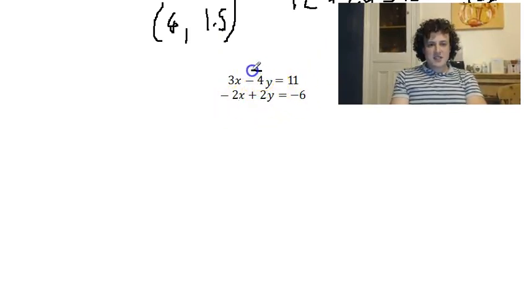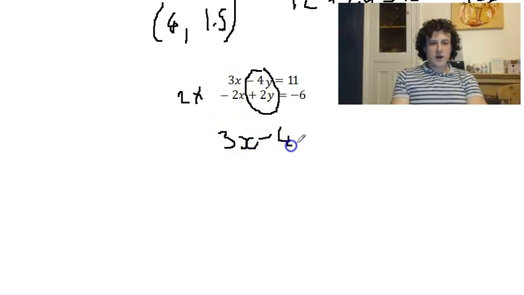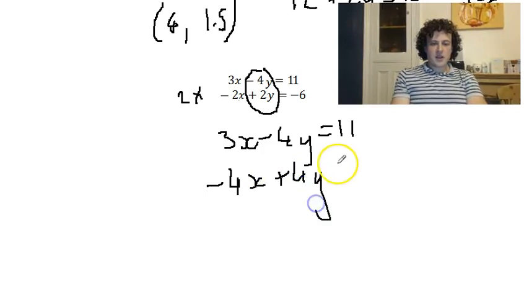To get these to be the same, I've got minus 4y and I've got 2y. If I just times the whole of this equation by 2, then I'll end up with 4y and I can cancel them out. So I've still got my 3x minus 4y equals 11. And then I'm going to double everything here, so I get minus 4x plus 4y, and this equals minus 12.